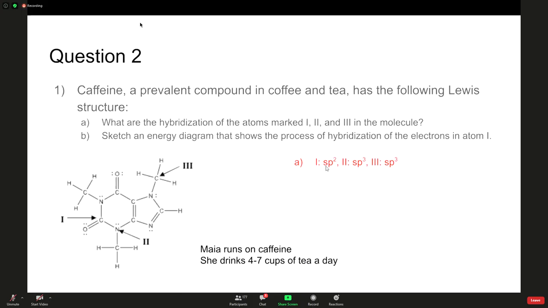I did get a question about what Part B is asking. Do you remember that slide a few back where it showed the unhybridized energy levels of all the orbitals versus the hybridized energy levels? So just drawing those out. So doing a before and after.